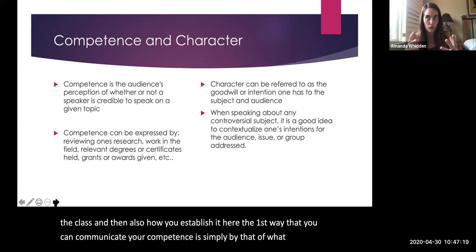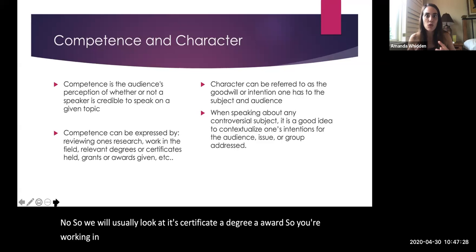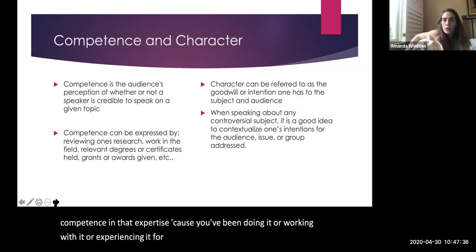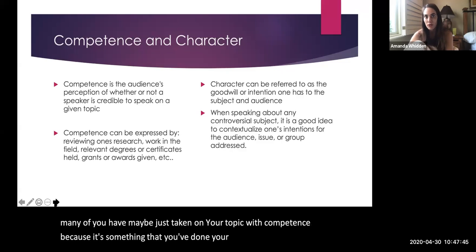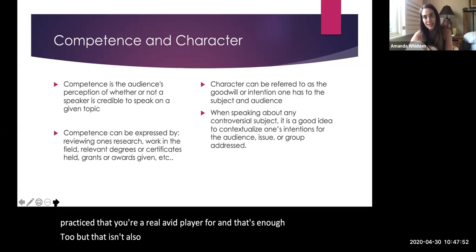So we will usually look at it as, oh, a certificate, a degree, an award, or you're working in the area. However, many of you have that particular competence and that expertise because you've been doing it or working with it or experiencing it for a long time. You can, of course, utilize that. Many of you have maybe just taken on your topic with competence because it's something that you've done your whole life, that you've practiced, that you're a real avid player for, and that's enough too. But that isn't also different than maybe the person sitting next to you.